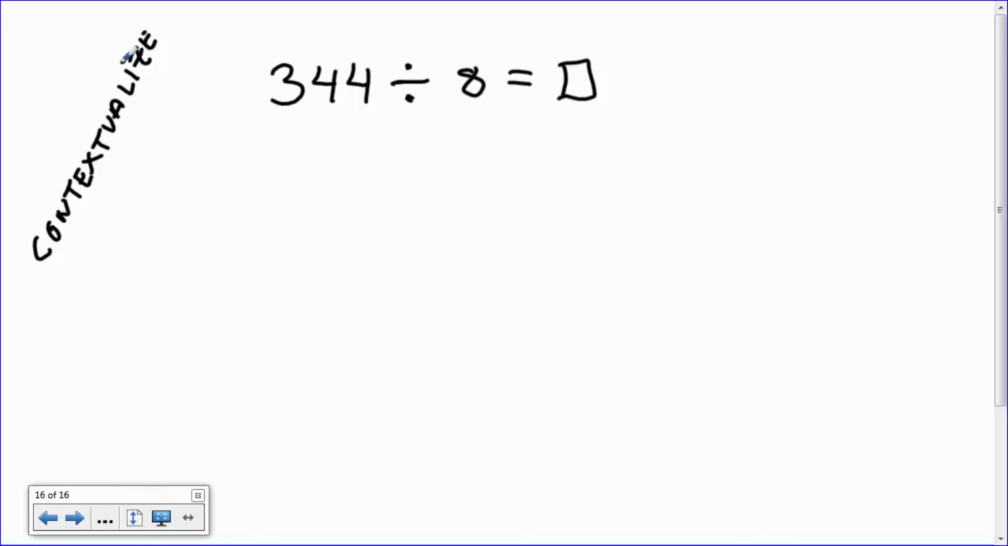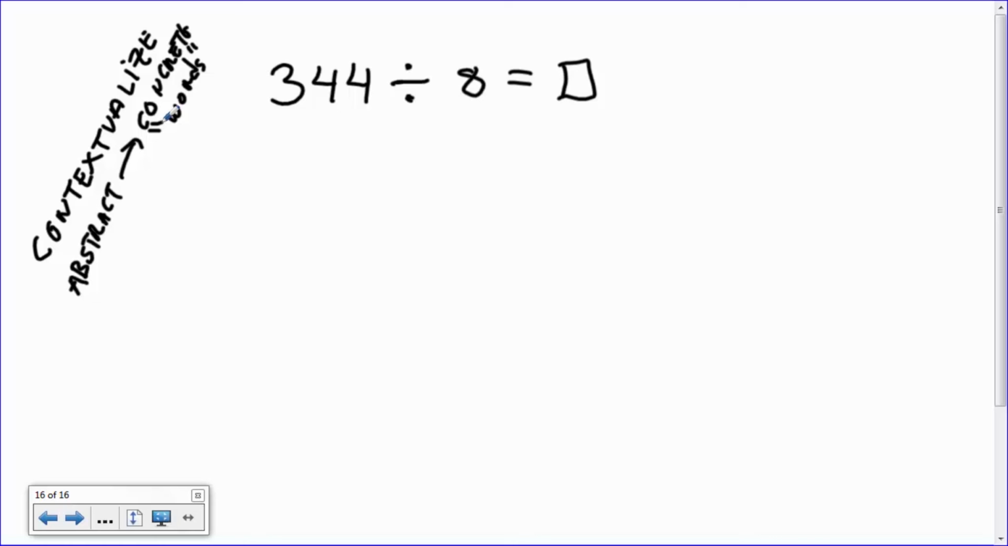Contextualize, which is sort of taking the abstract to concrete, or words. In other words, you're making up a problem. I have 344 cookies, and I want to divide those evenly into 8 bags because I'm going to sell them, and I want to know, how many cookies are in each bag?